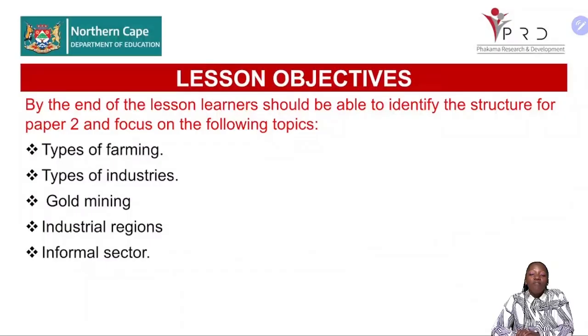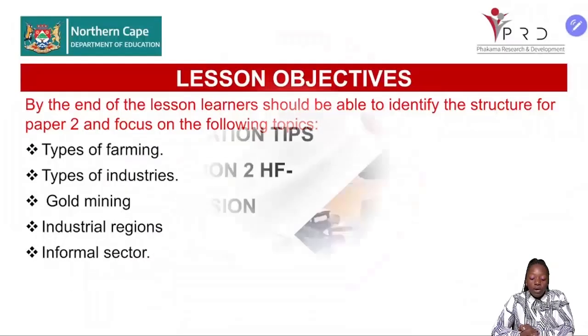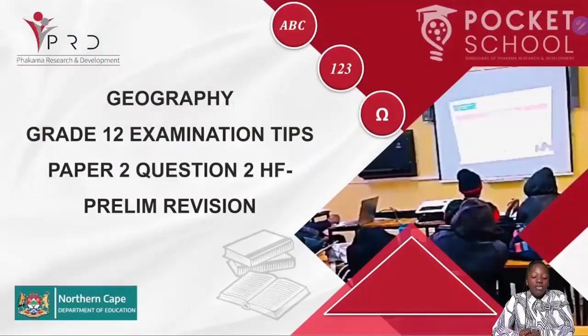By the end of this lesson, learners, you should be able to identify the structure for paper 2, and also we're going to be focusing on the following subtopics. We will be looking at the types of farming, the types of industries, the gold mining, the industrial regions as well as the informal sector. So we're going to go through our examination tips.